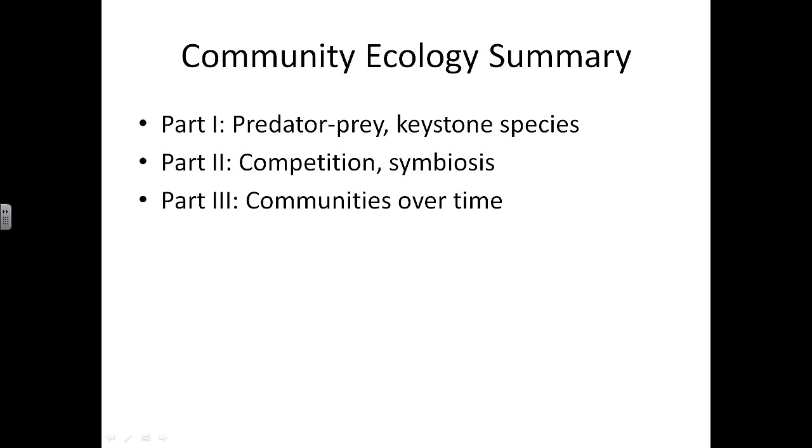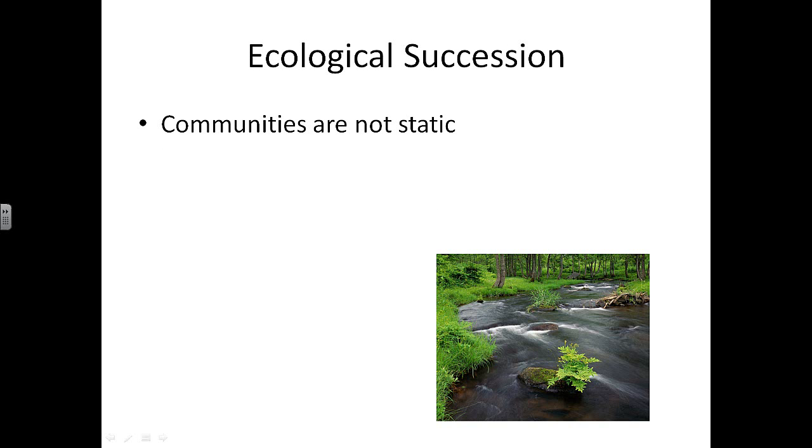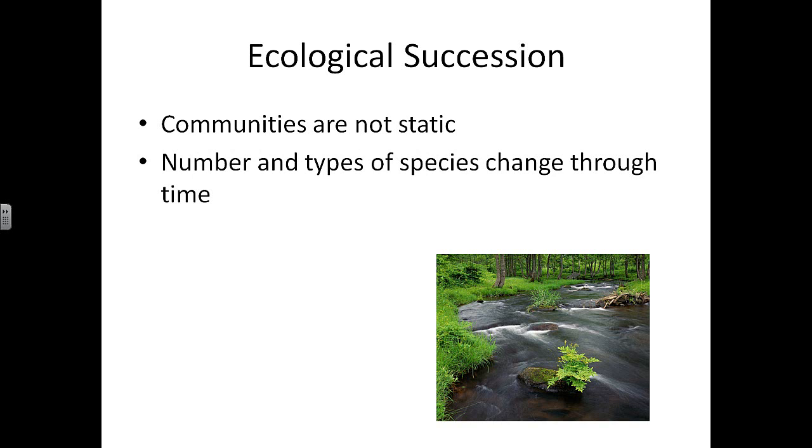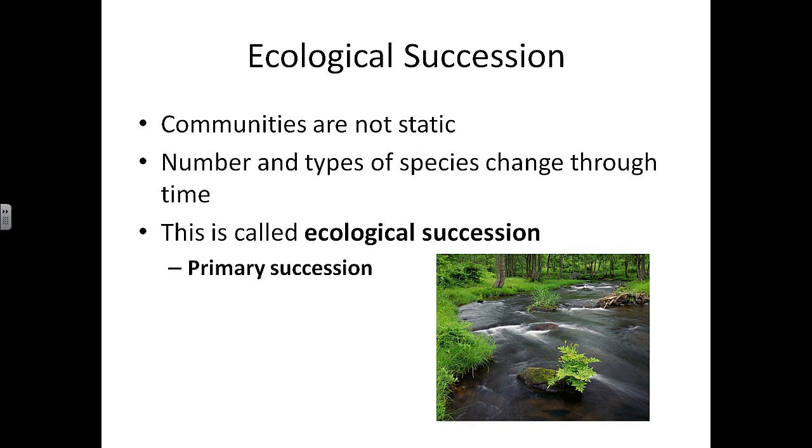Now we're looking at communities over time. Ecological communities are not static, meaning they don't stay the same. We change the number and the type of species throughout time. This process is called ecological succession. We have two types of ecological succession, primary and secondary, and it depends on what the environment started like, and that's the difference between the two.